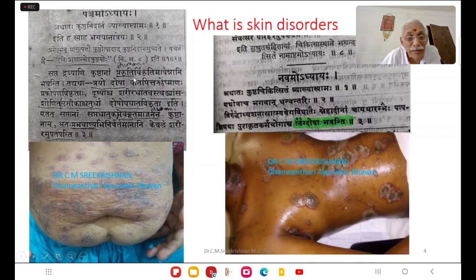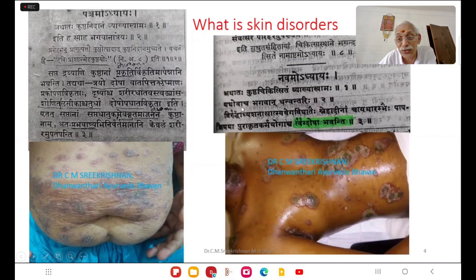Saptadravyani Kushtanam Prakriti Virudhi Annani Bhavanti. Tatra Trayodosha: Vata Pitta Shleshmanaha Prakopana Vikritaha, Dushyacha Sharira Dhatavah Tvak Mamsa Shonita Lasika Chaturtha Doshopaghata Vikrita Iti. Ete Saptanam Saptadravyanam Evam Gadanam Kushtanam Abhinirvartanani Kevalam Shariram Upatapanti.